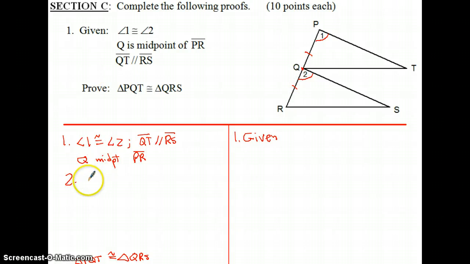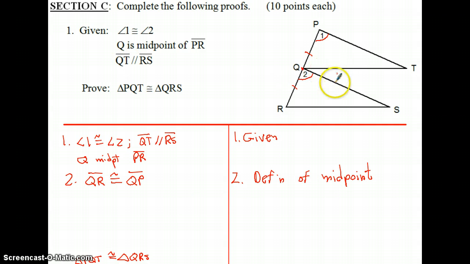It tells me that QR is congruent to QP, because it's a midpoint. I don't even know where I'm going yet with this proof, but I know that's going to be in there, because just saying it's a midpoint isn't really worth anything until you do that. And I know QT is parallel to RS.